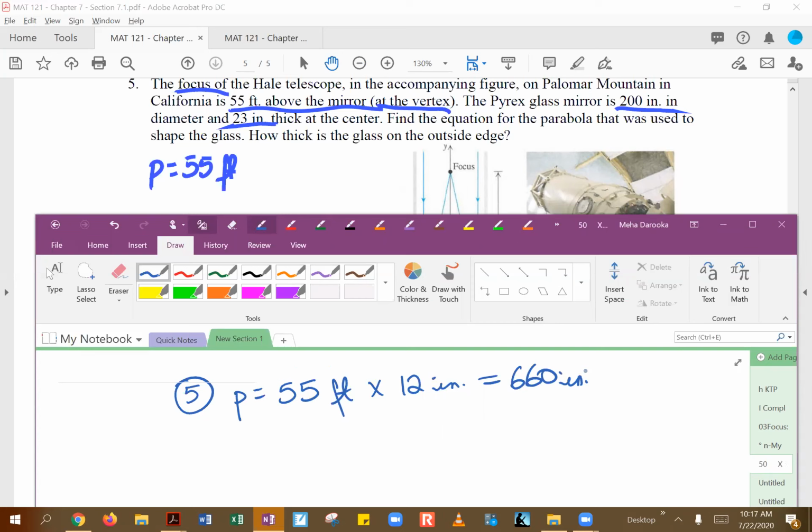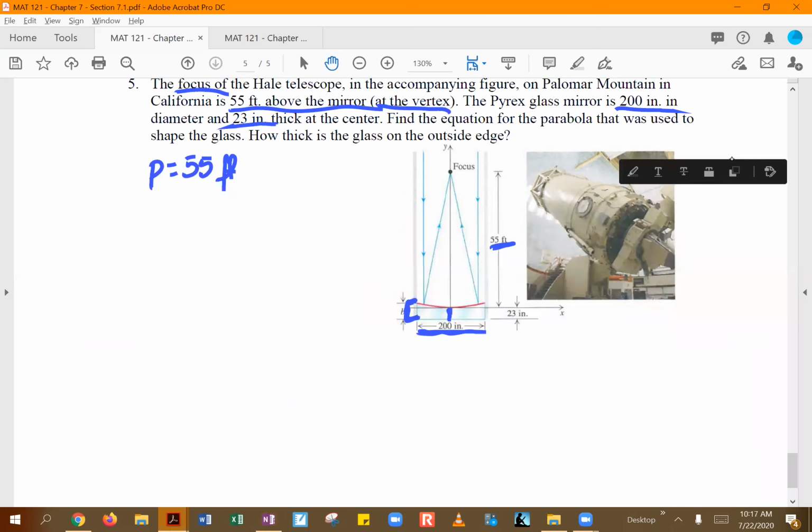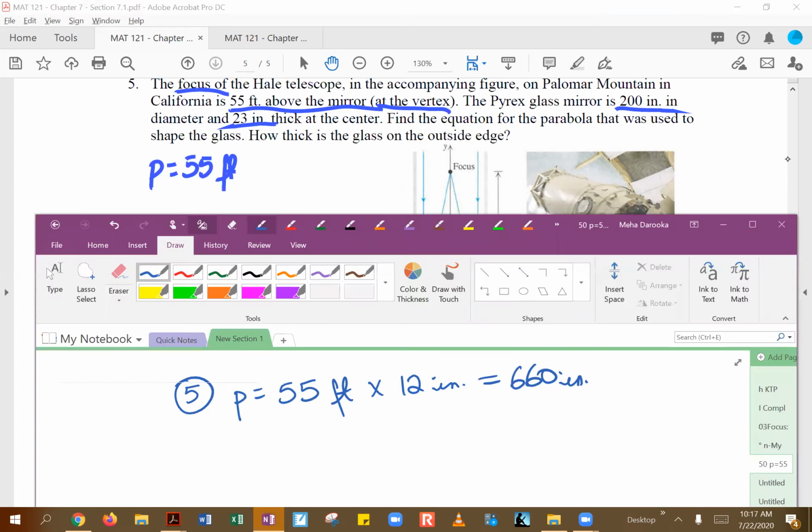Alrighty, very nice. So when you multiply 55 by 12 inches, yeah, Lori, we get 660 inches. So that's telling us that distance between the focus and the vertex is 660 inches. Alrighty, so we've got that taken care of.